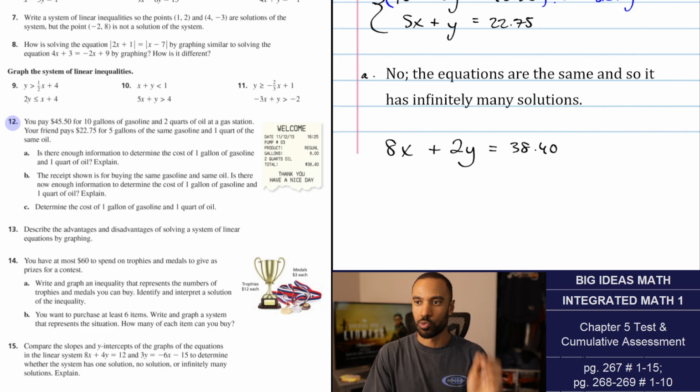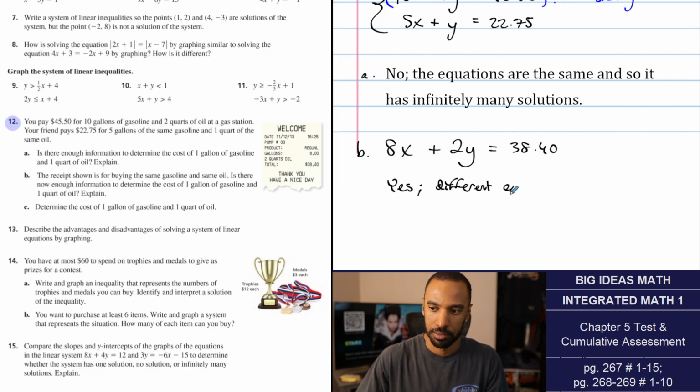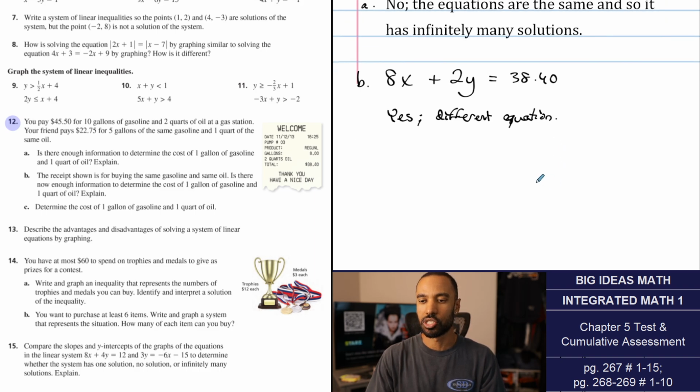It says determine the cost of 1 gallon gasoline, 1 quart of oil. So for part B, there's my setup. Yes, we now have enough information. Different equation means different information, different expressions here. We didn't just double up or triple up the amount that one other person did. So part C is solving.